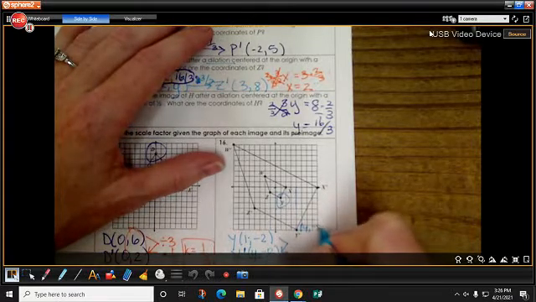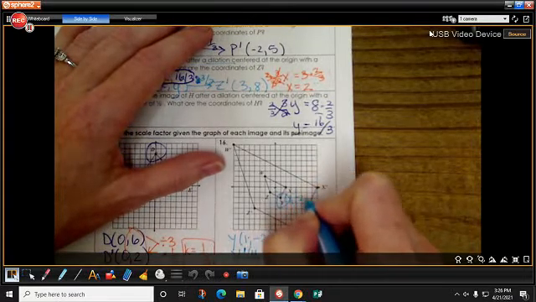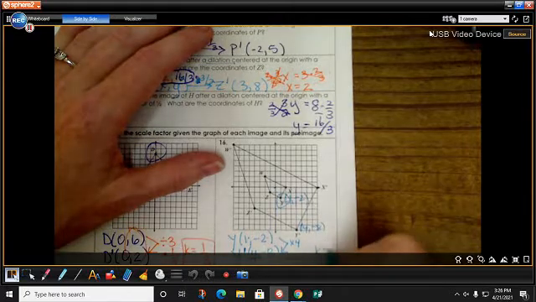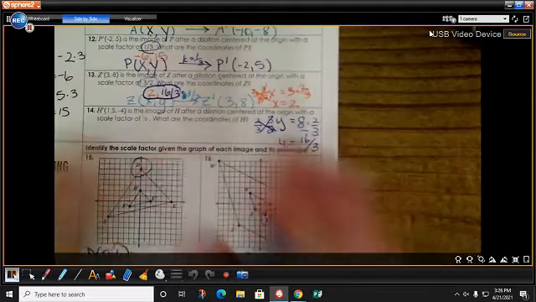So 4, -8. This one's at 1, -2. So now I can see, to get from 1 to 4, I times 4. To get from -2 to -8, I times 4. So my scale factor is 4 that I multiplied by for everything. Okay, so that's what we're doing with dilations and scale factor.